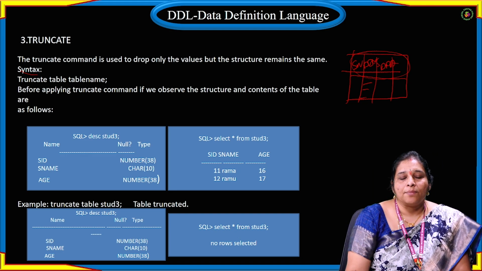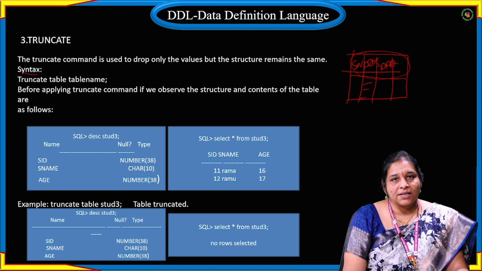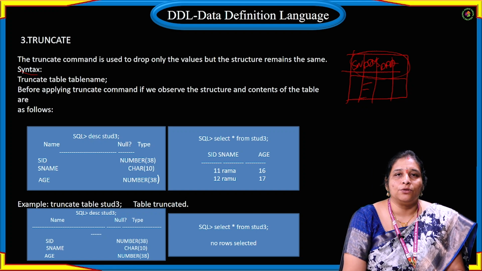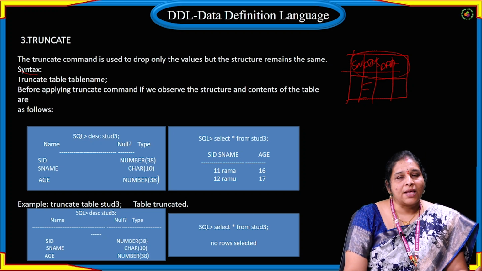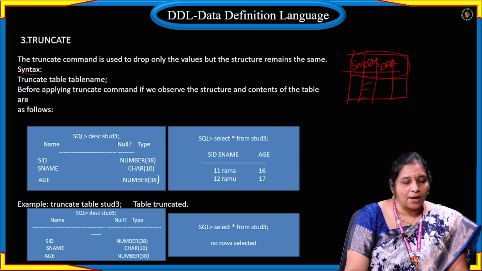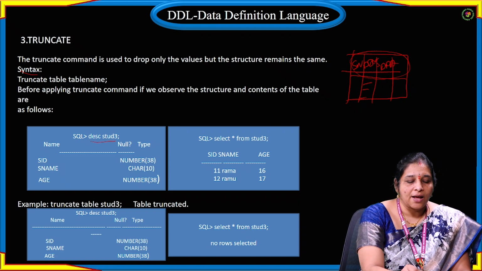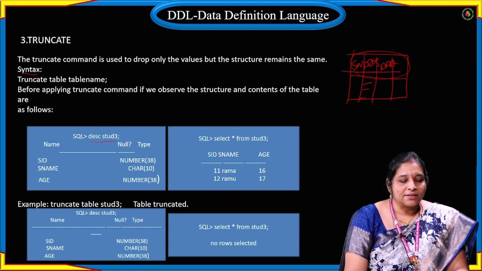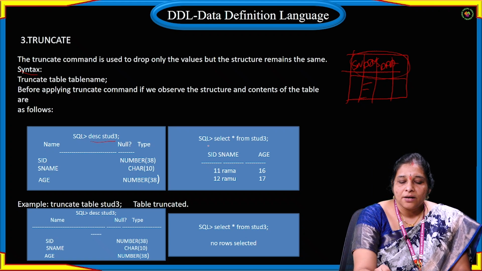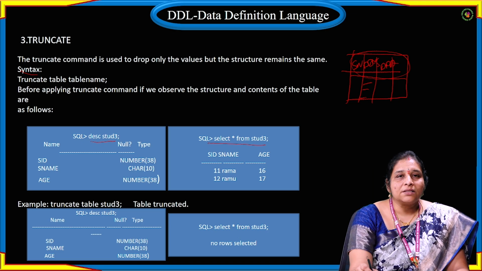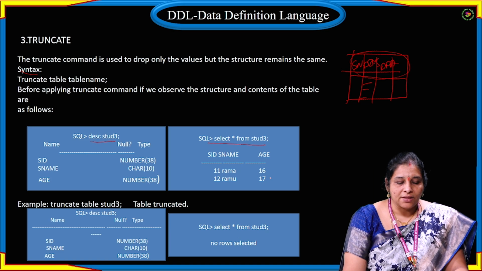Before applying the truncate command, we will see what the structure and the values are, and then apply truncate on a particular duplicate table that has been created, and observe what happens with the structure and the contents of the table. Before that, I am going to see the structure: describe student3. The structure is SID, SNAME, age with the data types, and the contents of the table are the values. So select star from student3, and I can see the content remains the same.